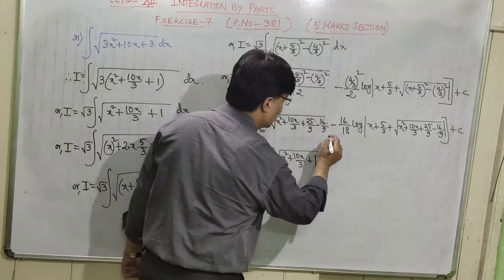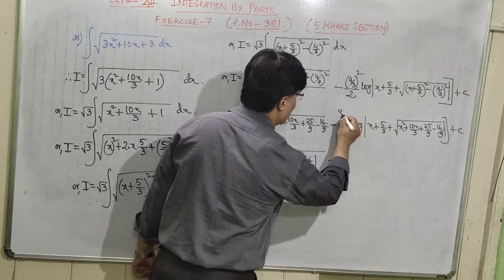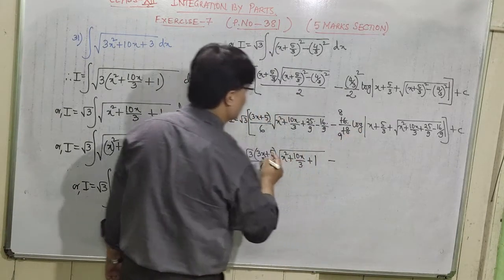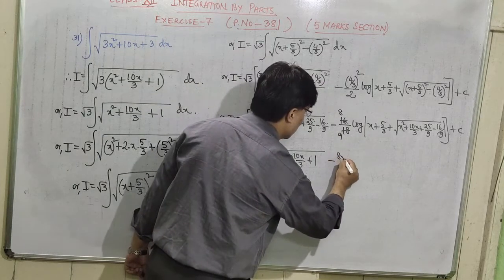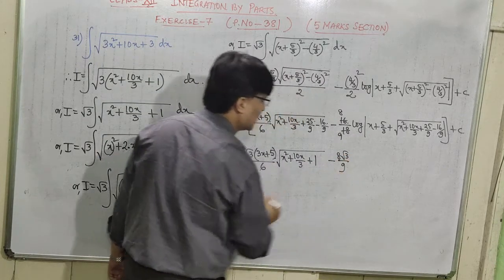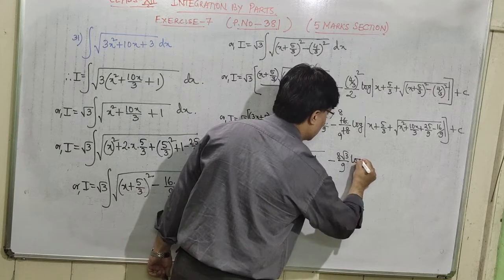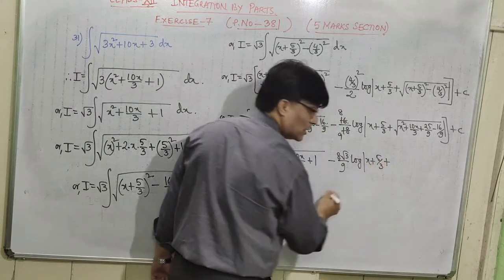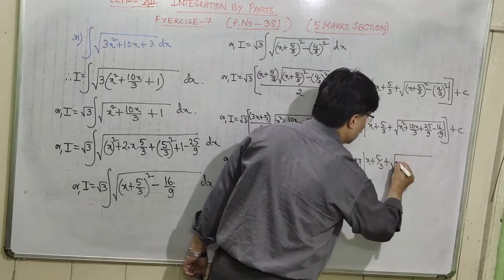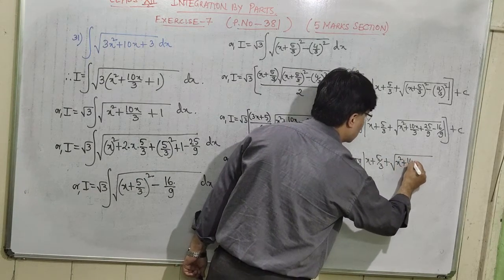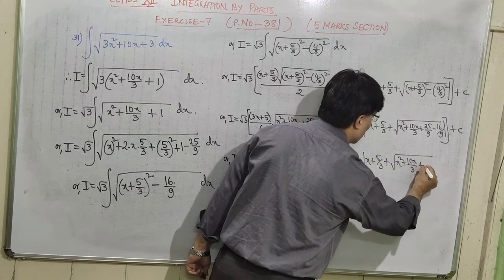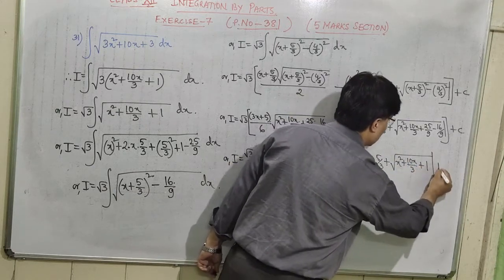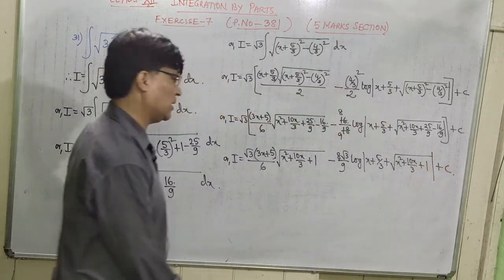So let us multiply by root 3 here. Here 2 8s are 16, 2 9s are 18. So it is 8 root over 3 divided by 9, right? Here you can write log within mod x plus 5 by 3 plus within square root there is x square plus 10x by 3 plus 1. Mod sign closed, then plus c.